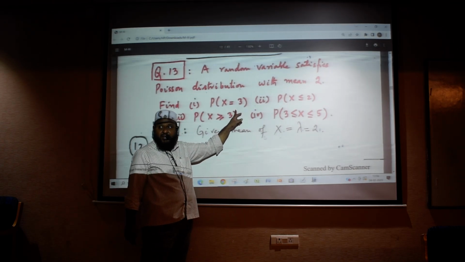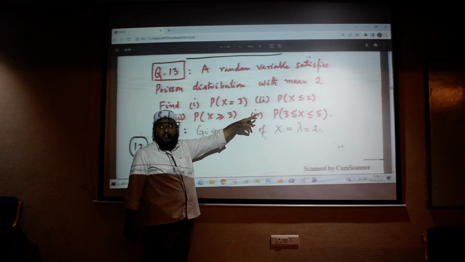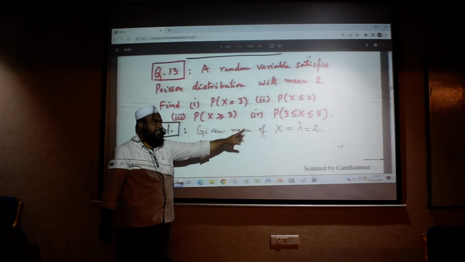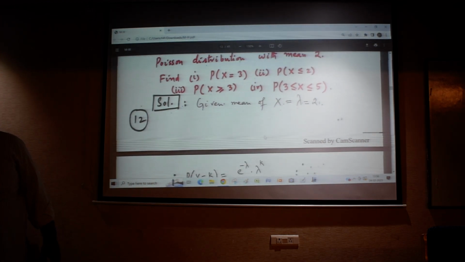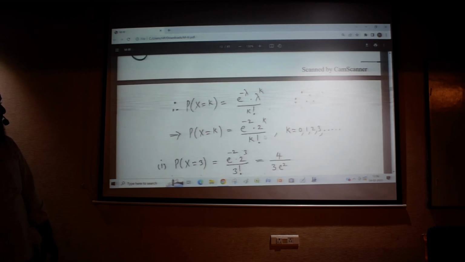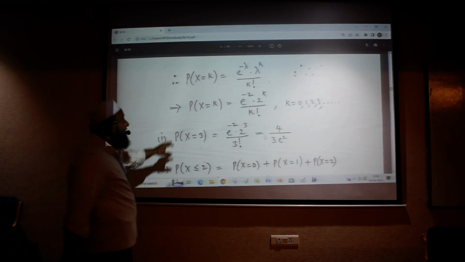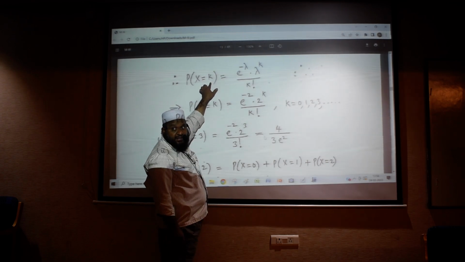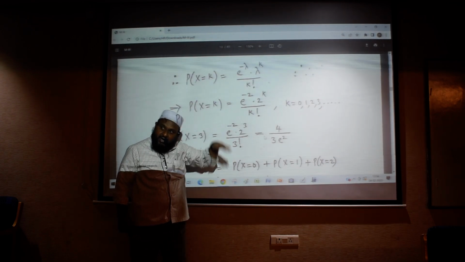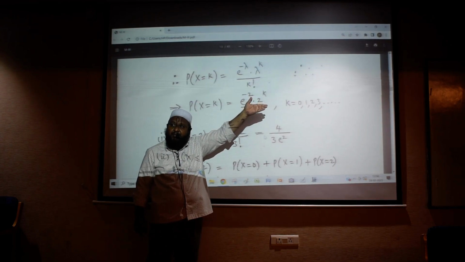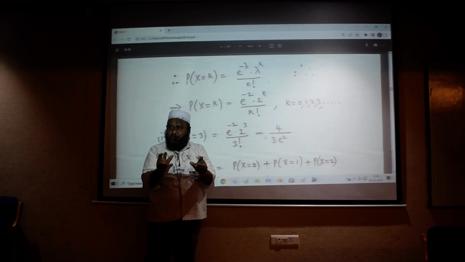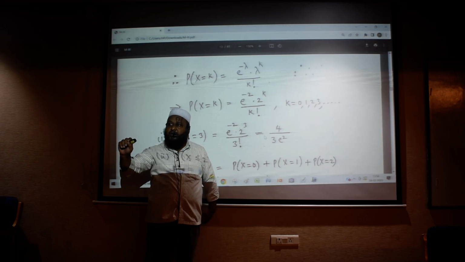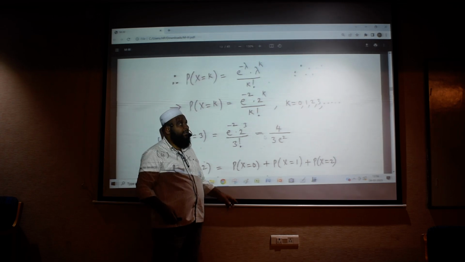So what we are finding now: probability that x equal to 3, probability that x less than or equal to 2, similarly like this, 4 things. Given mean of x is 2, lambda is equal to 2. So what is the formula for finding the probabilities? P of x equal to k. I used k for Poisson, r I used for binomial. There is no fixed rule that you have to use k here or r here. So back to the point.